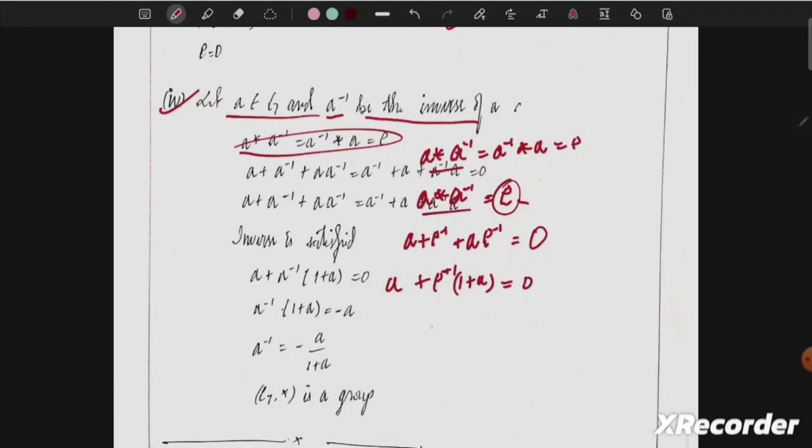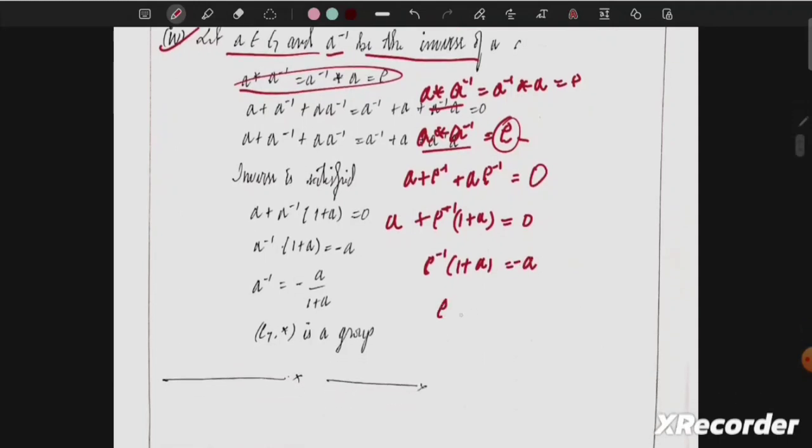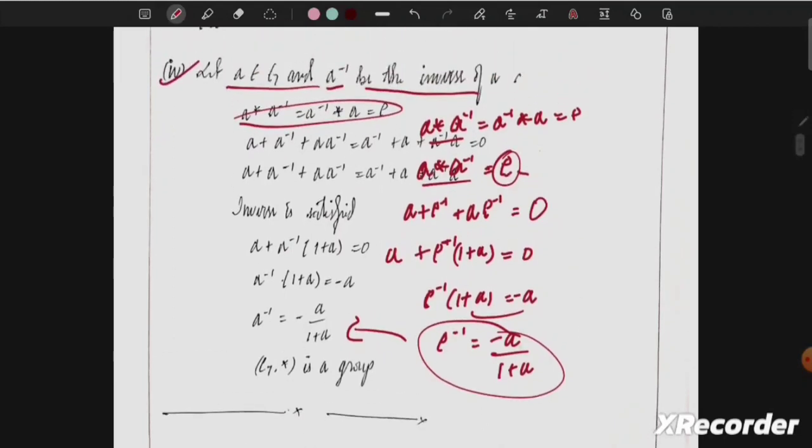Now if we bring A to the right hand side, you will get A inverse (1 plus A) equal to minus A. Now if we bring 1 plus A to the right hand side, you will get A inverse equal to minus A over 1 plus A. Thus the inverse element also exists.